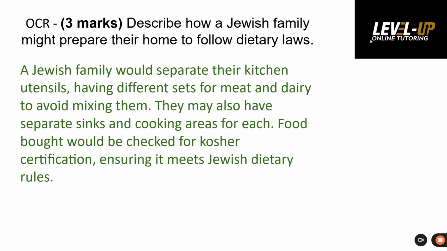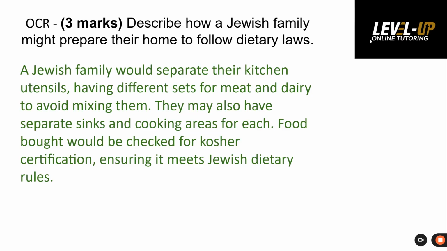Now, if I was part of the OCR exam board and I had a 3-mark question, this is a sort of answer that I would expect to write. In terms of making sure that they prepared their home to follow dietary laws, you would want to just explain some of the different things they do, such as having separate kitchen utensils, having different sets for meat and for dairy, and then they avoid mixing them by using completely different sinks. They have different sinks, as I said here, and cooking areas for each.